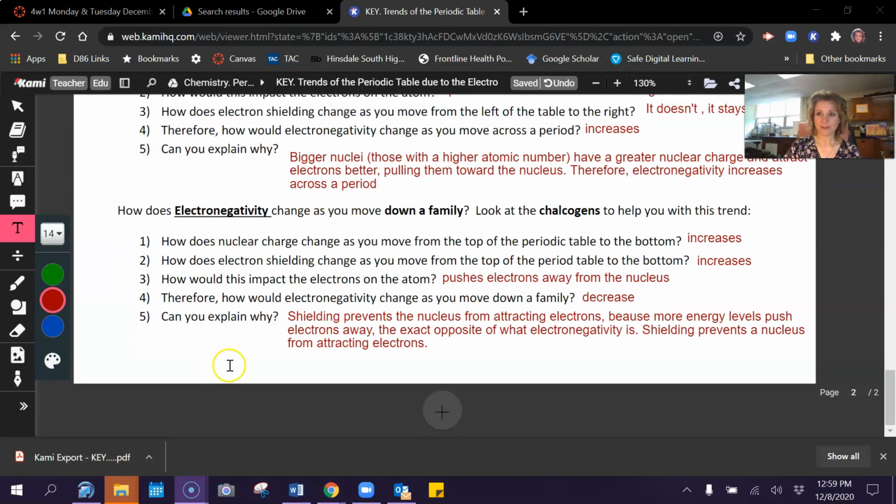All right, so here's my explanation. Shielding prevents the nucleus from attracting electrons because more energy levels push electrons away, which is the exact opposite of what electronegativity is. So shielding prevents the nucleus from attracting electrons. So it's going to prevent the atom from being electronegative.